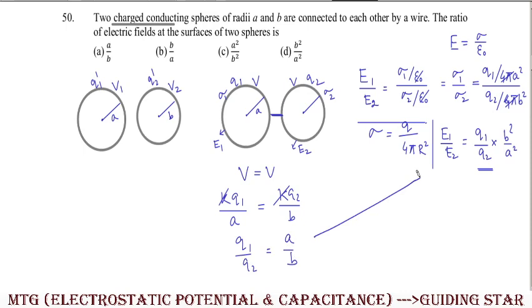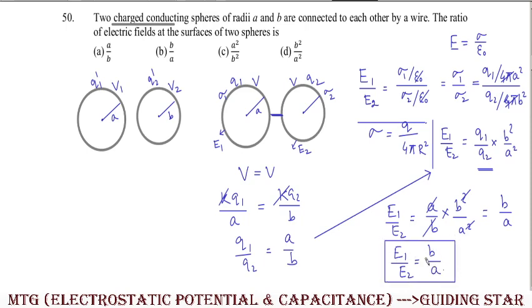If we put this value over here, we get the ratio of electric field E1 upon E2 equal to q1 upon q2, which is a by b, whole into b square upon a square. These two will get cancelled out. So finally we get b upon a. The ratio of electric field E1 upon E2 is nothing but b by a. So option B will be the correct one.